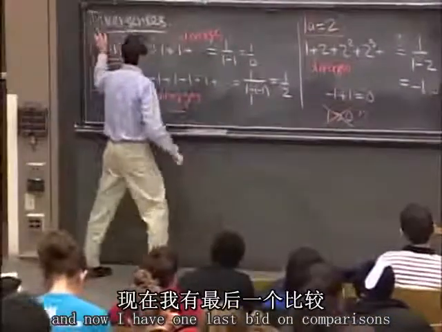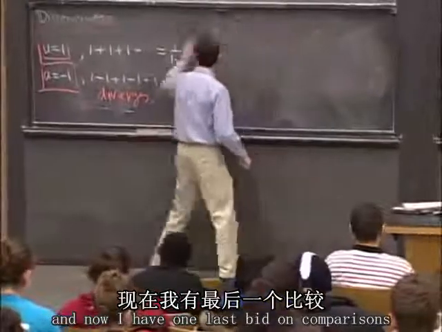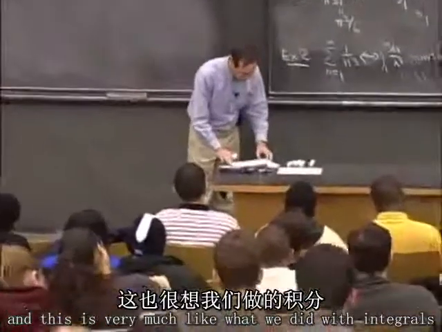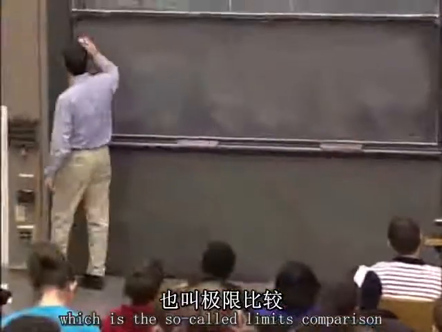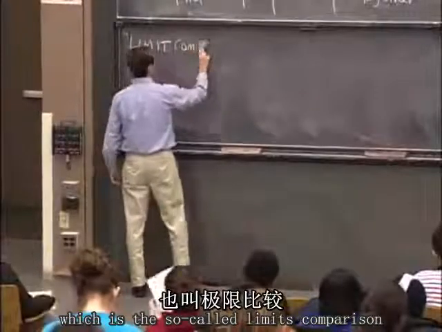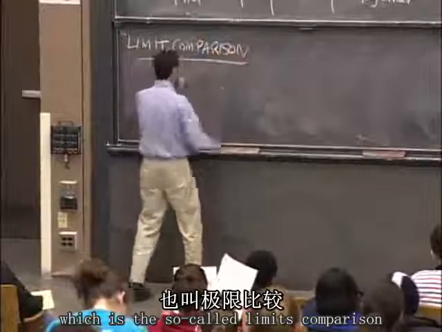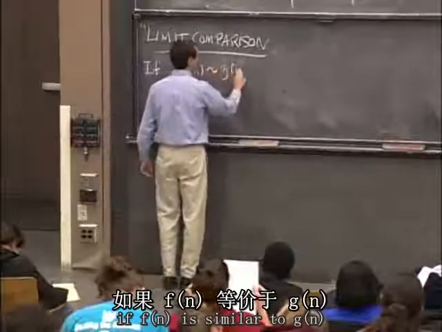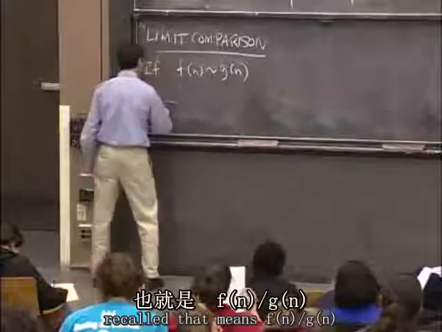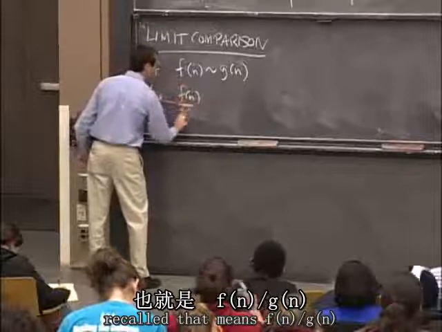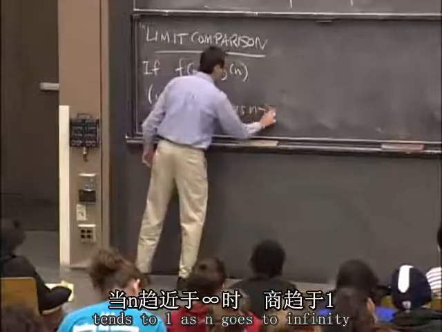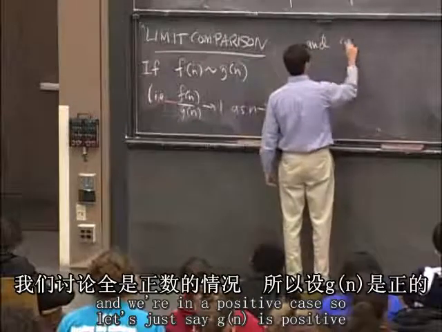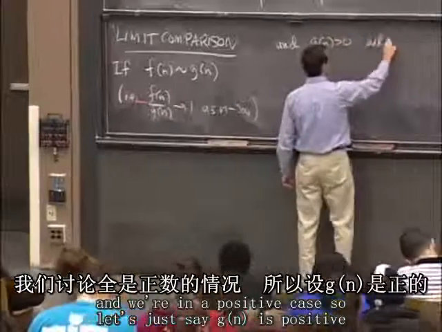And now I have one last bit on comparisons that I need to tell you about. And this is very much like what we did with integrals, which is a so-called limit comparison. The limit comparison says the following. If f of n is similar to g of n, we recall that that means f of n over g of n tends to 1 as n goes to infinity. And we're in the positive case, so let's just say g of n is positive.